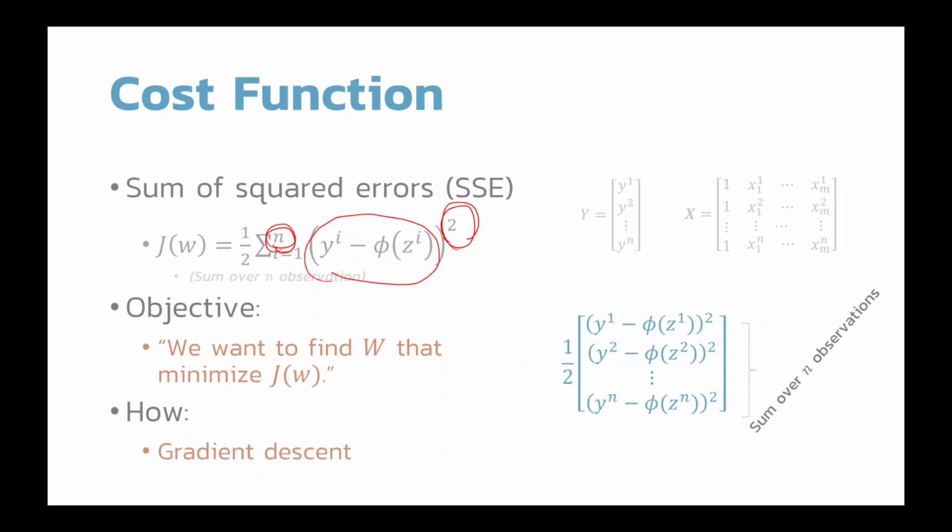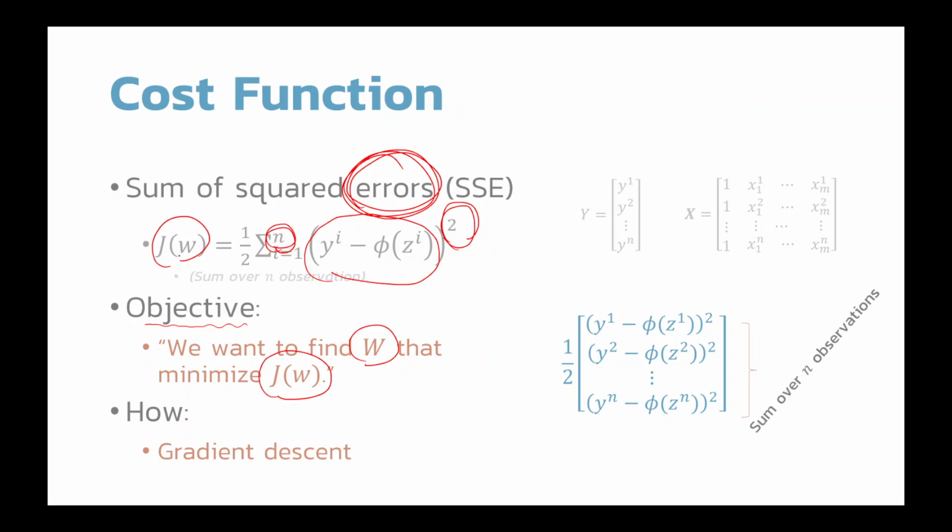So that is our definition of error right here. This error can be different in other models, but essentially you have to first come up with a way to quantify an error. And once we have the definition of error, the objective of the optimization is to find the weights that minimize some sort of error. We call it J.